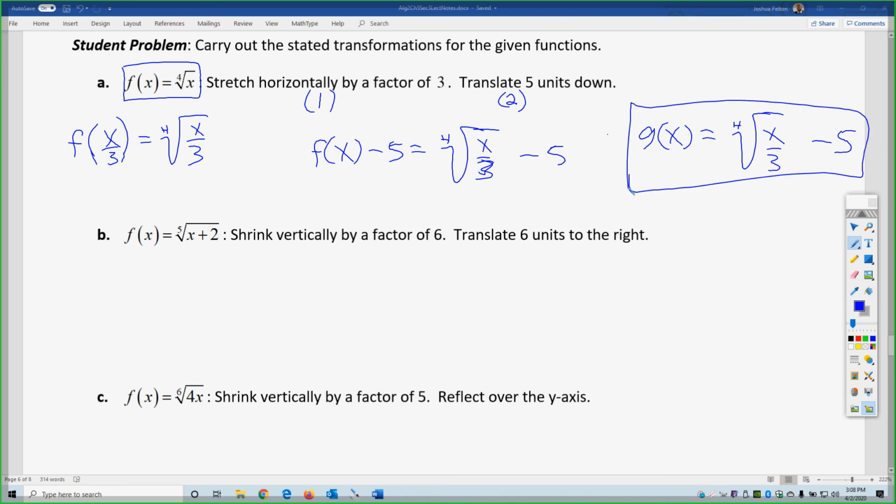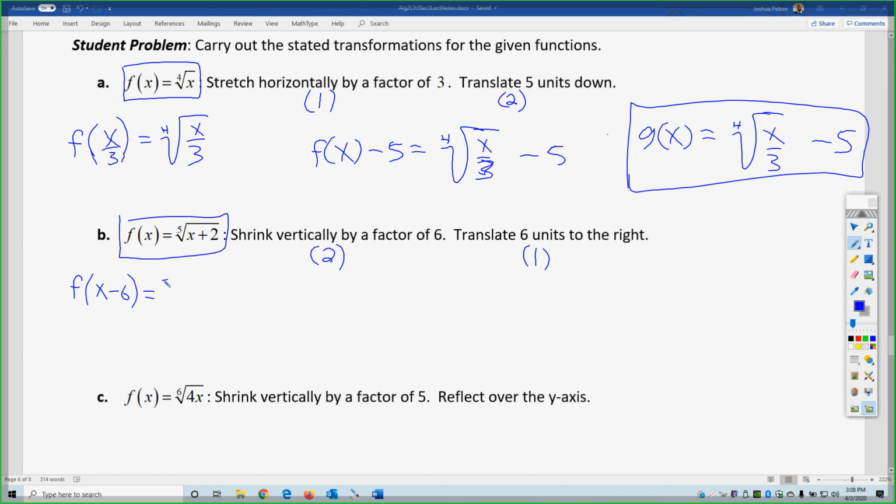Okay, next one. This is our parent right here. Shrink vertically by a factor and translate by 6 right. So that's a horizontal translation. That is the very first thing in order of transformations, and therefore that must be second. So that's f of x. Since it's horizontal, that must be on the inside. 6 units right must be minus 6 because it's counterintuitive.